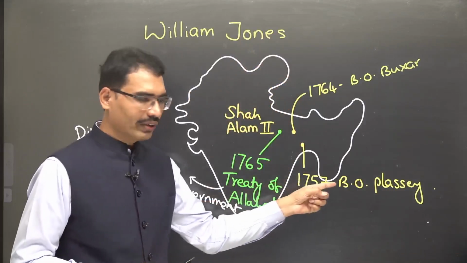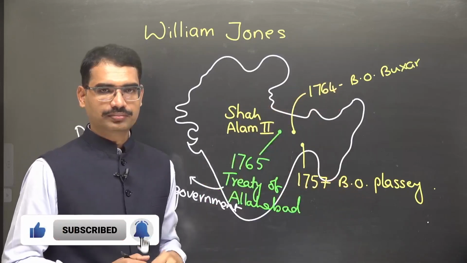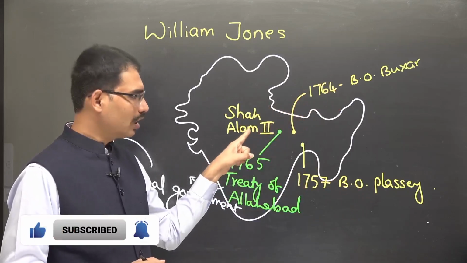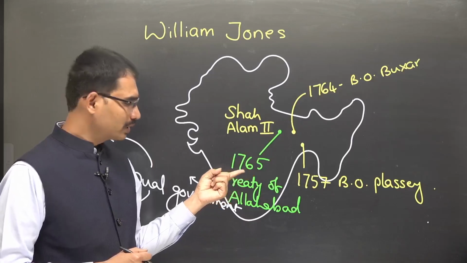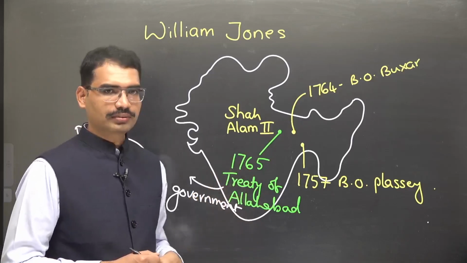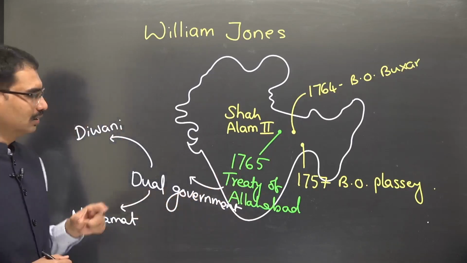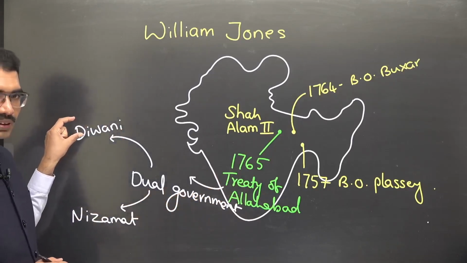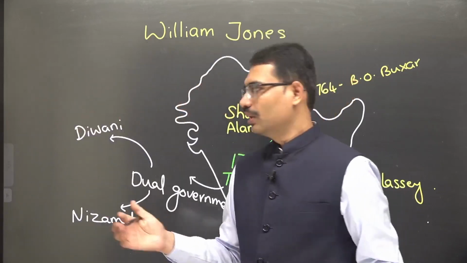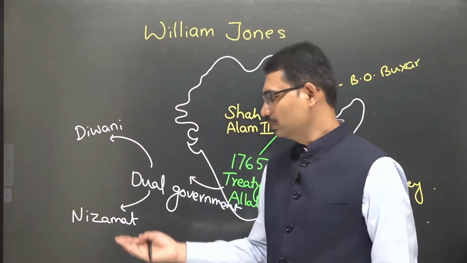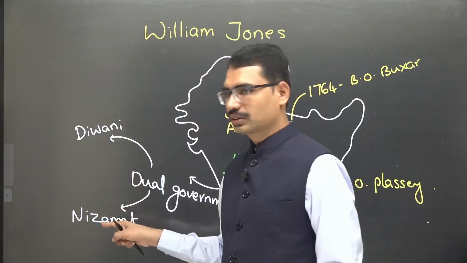In 1757, the Battle of Plassey took place. In 1764, the Battle of Buxar. In the Battle of Buxar, Shah Alam II, the Mughal Emperor, was defeated and he was forced to sign the 1765 Treaty of Allahabad. With that, the East India Company established dual government. It means revenue powers were taken by the East India Company, while law and order and general responsibilities were given to the Nawab of Bengal.